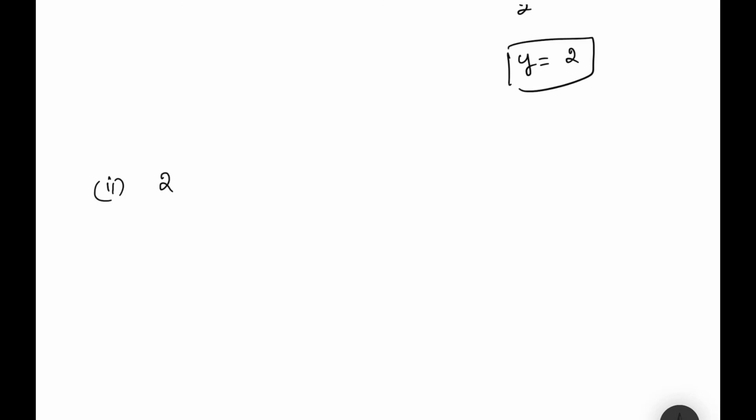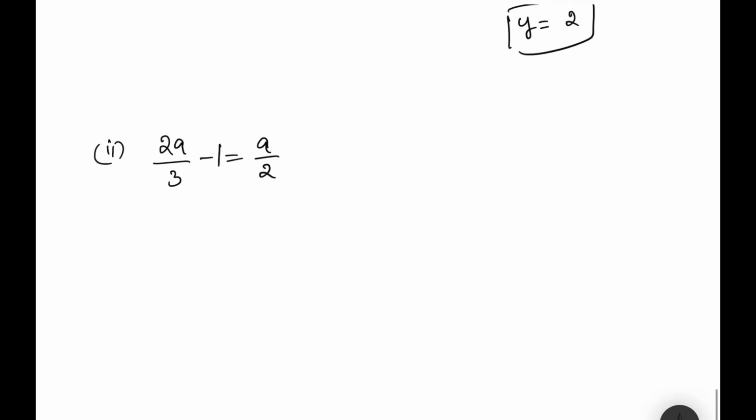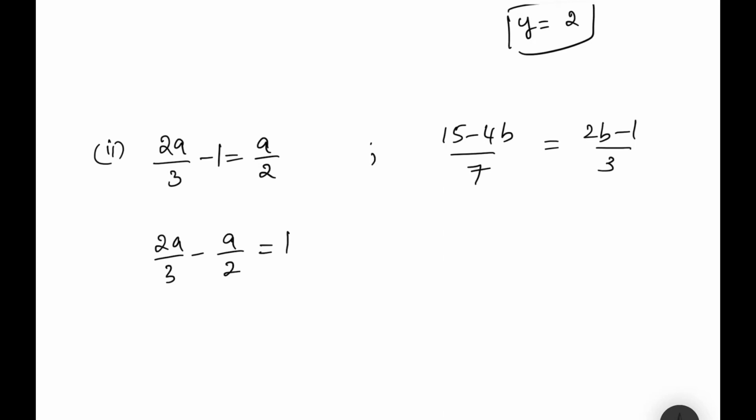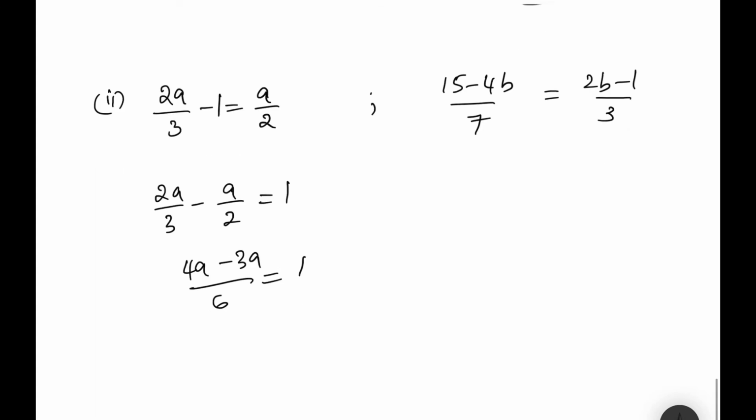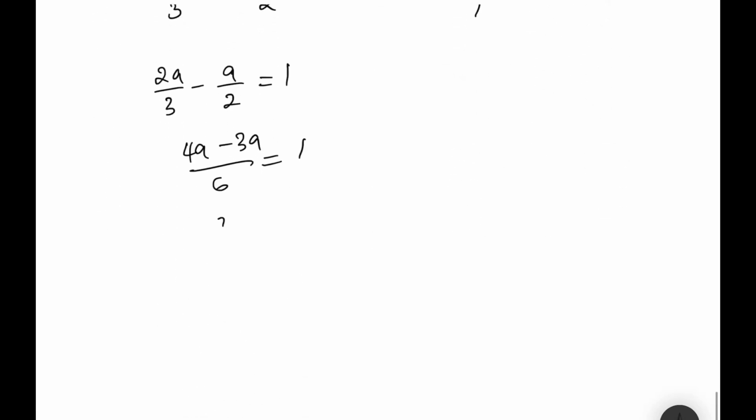Now the second sub question, you have 2a by 3 minus 1 equal to a by 2. That is the abscissa, so let's find that first. And this part also I'll write, 15 minus 4b by 7 equal to 2b minus 1 by 3. So what do you get? 2a by 3 minus a by 2 equal to 1. 2 2s are 4a minus 3a by 6 equal to 1. a is equal to 1 into 6, that is 6.